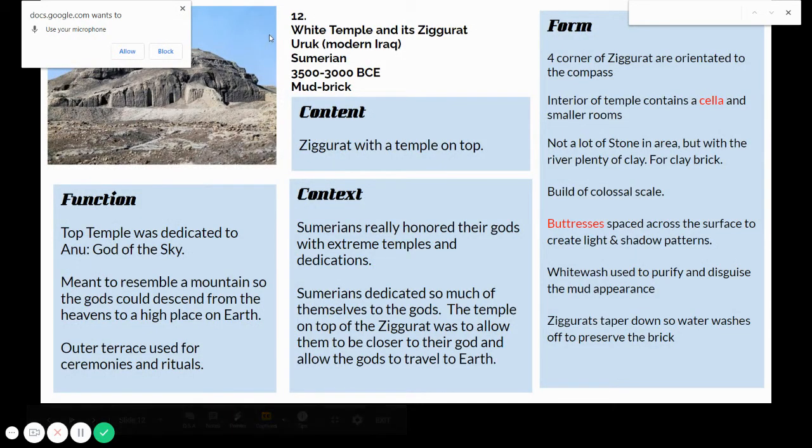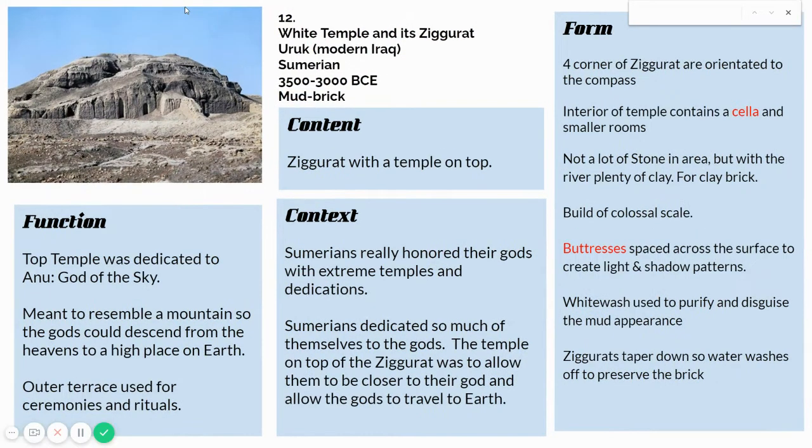Okay, so moving along. This is our next piece. It's image number 12 in your book. It is called White Temple and its Ziggurat. It's in the city of Uruk, which we talked about was the first city, which is modern day Iraq. It is Sumerian, and we're looking at about 3500 to 3000 BCE, and the material it's made of is mud brick.